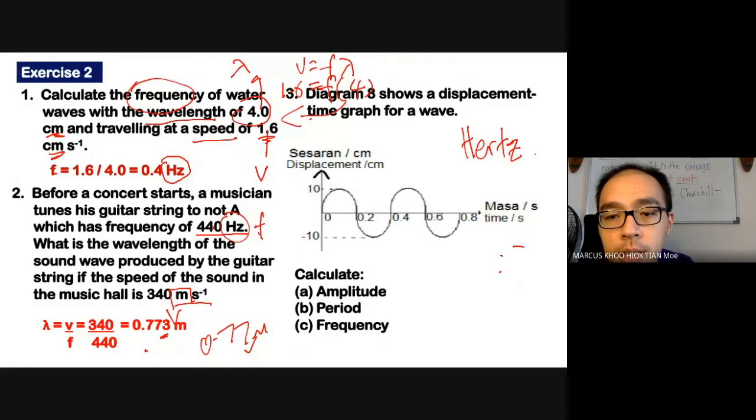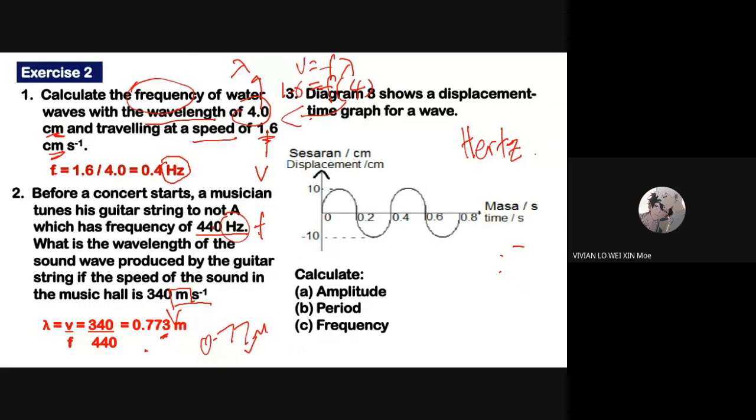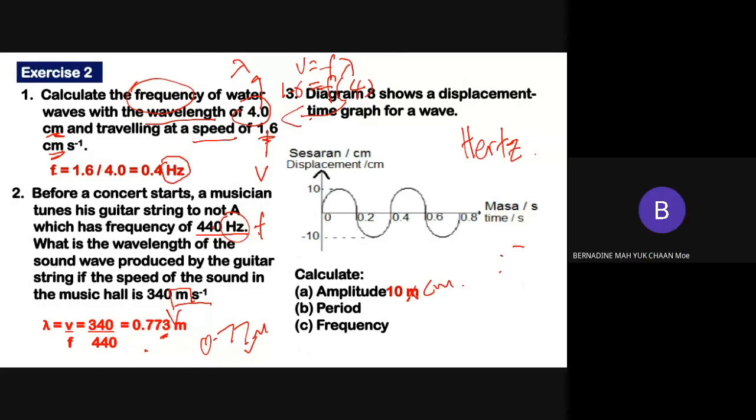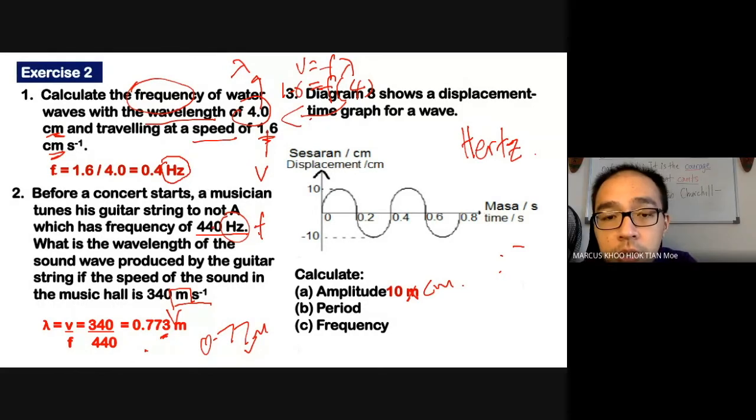Amplitude. Can I have Vivian, please? What is the amplitude for this displacement time graph? 10. Okay, 10 what? cm. Okay, very good, 10 cm. All right, period, Bernardine? 0.4 seconds. Okay, good, 0.4 seconds because it's determined by the one wave until the next wave.